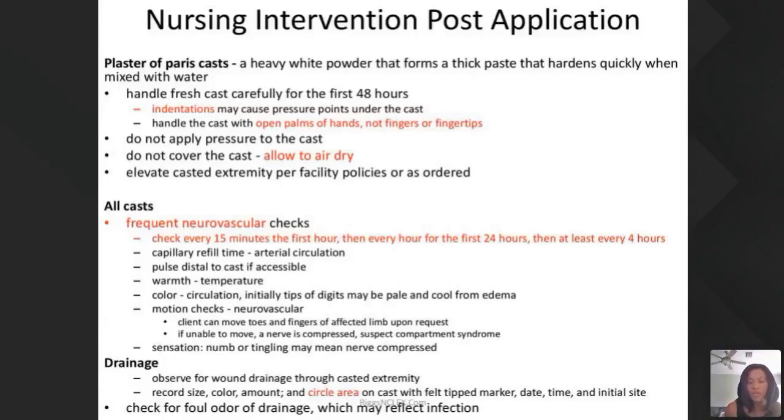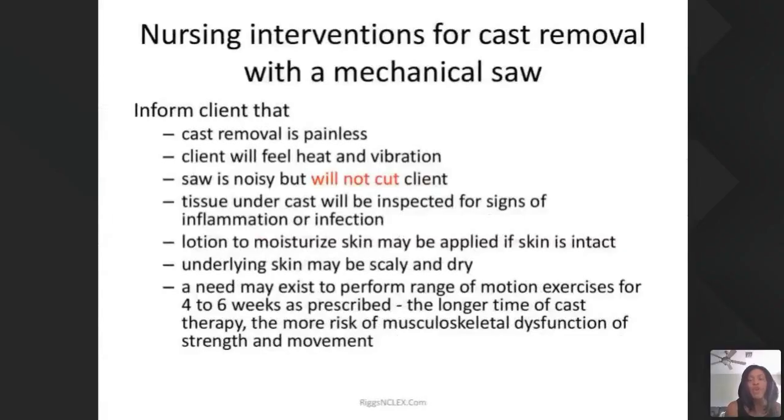So all casts, we do neurovascular check, okay? Check every 15 minutes the first hour, then every hour for the next 24 hours. And then, because we want to make sure we didn't decrease blood flow to this extremity. Very important, okay? So sometimes we may need to take off the cast. Well, at one point, you may need to take off the cast.